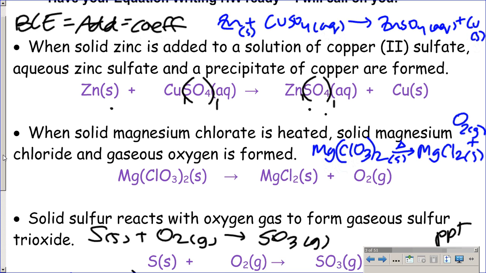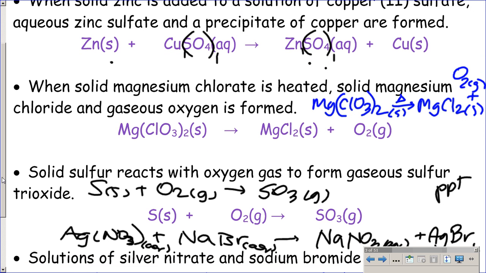Next one. How many magnesiums? 1. How many magnesiums? 1. How many chlorines? And I just go in order, okay? Just go right from left to right. How many chlorines are here? 2. Right, because there's a 2 times a 1, so that's 2 chlorines. How many chlorines are here? 2. Okay, so we're in good shape.